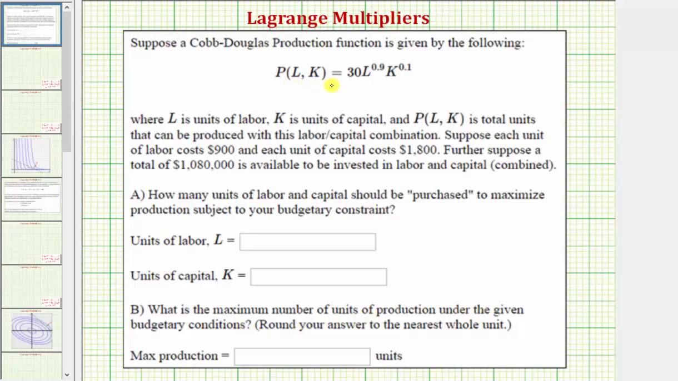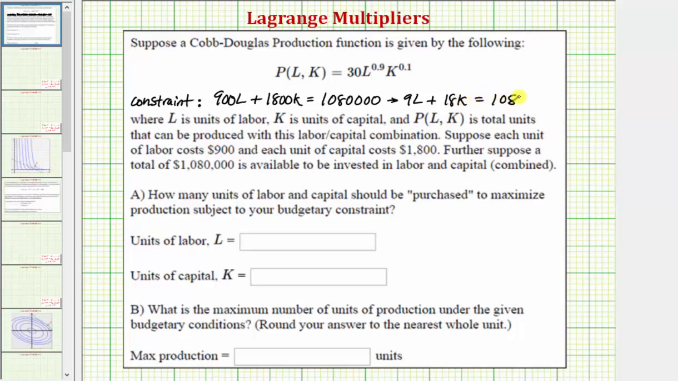So we want to maximize P(L, K) under the given constraint. Let's write the constraint as an equation. Again, L is the units of labor and K is the units of capital. Labor costs $900 a unit and capital costs $1,800 per unit, which means 900L plus 1,800K must equal the total budget of $1,080,000. Now let's simplify this by dividing through by 100. We can use the equivalent constraint 9L plus 18K equals 10,800.